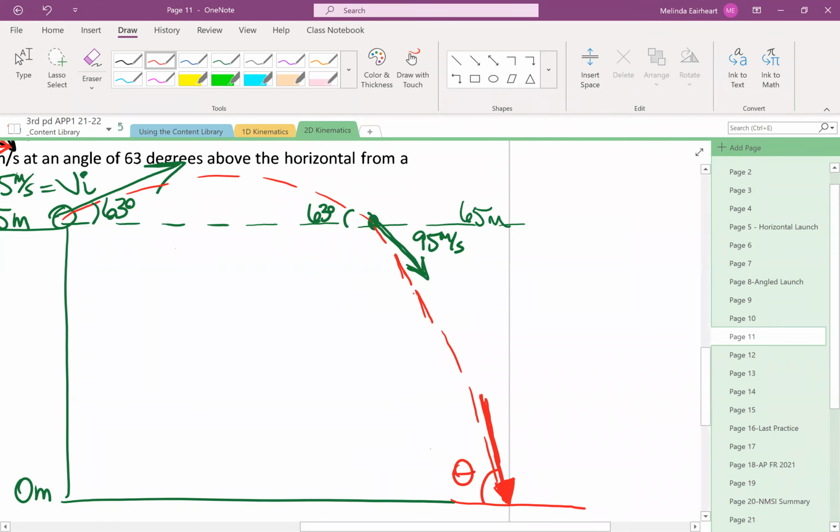Compare this angle to the 63. Is it going to be equal, less than, greater than 63? Concepts here. Why greater? Why would it be greater? In which direction?